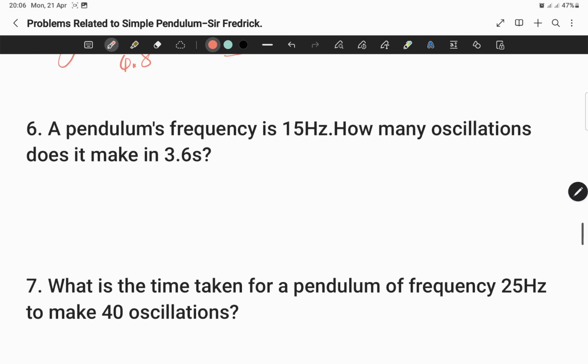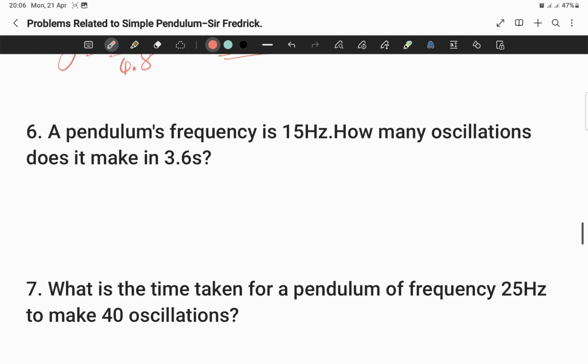Okay, then let's look at a different scenario again. In this case, we've been given frequency. So frequency 15 hertz. Then what else is given in the question? Time. So time taken was 3.6 seconds. Then what are we looking for? Number of oscillation. Oops, let me correct that one.